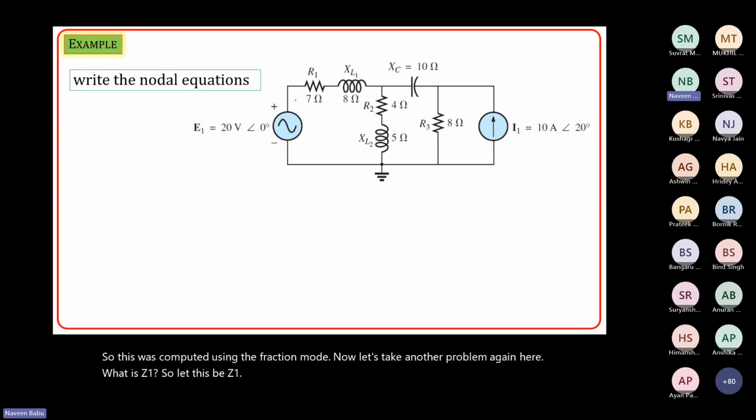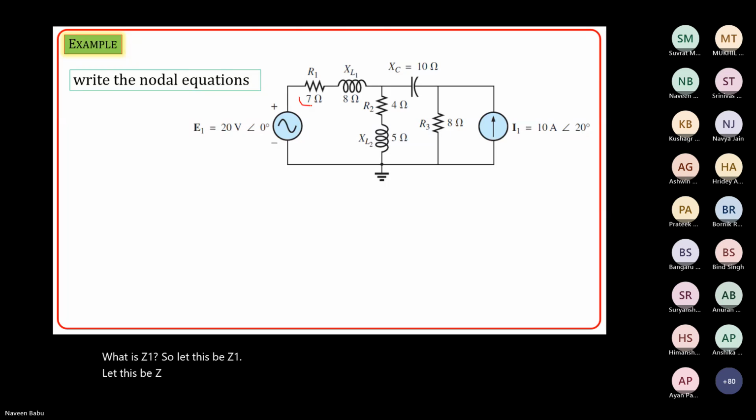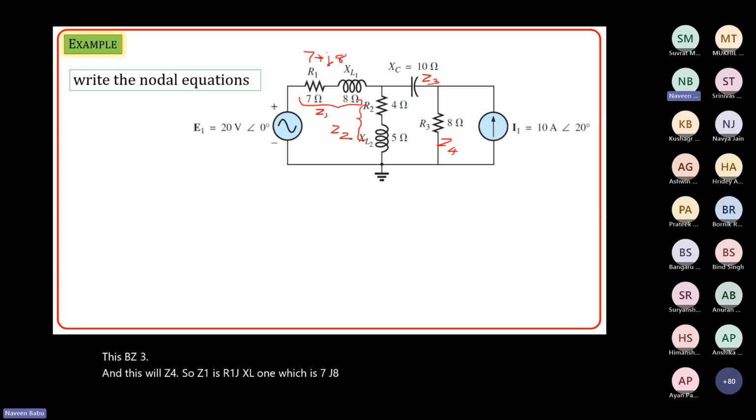Let this be Z1, this be Z1 and this be Z2, this be Z3 and this be Z4. So Z1 is R1 plus jXL1, which is 7 plus j8, and this is 4 plus j5, and this will be 0 minus j10, and this will be 8 plus j0.